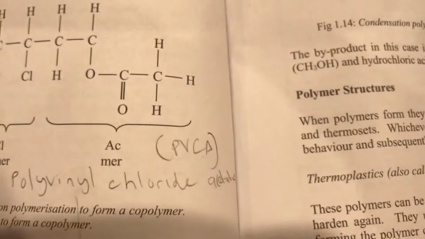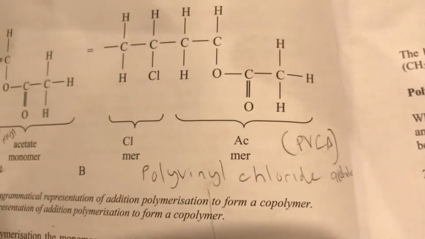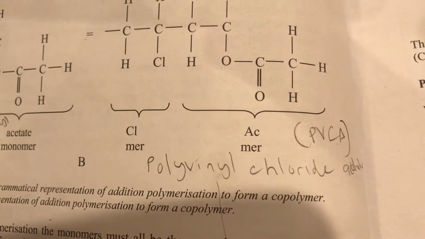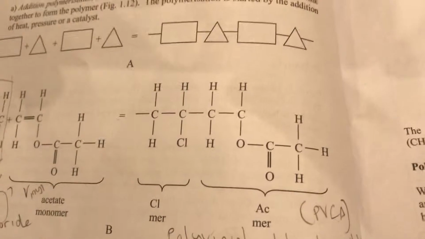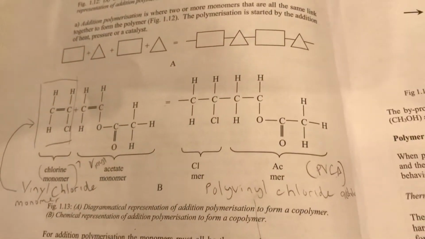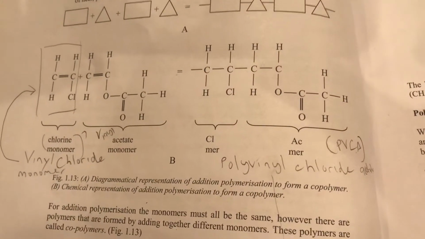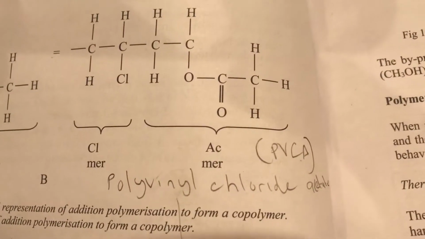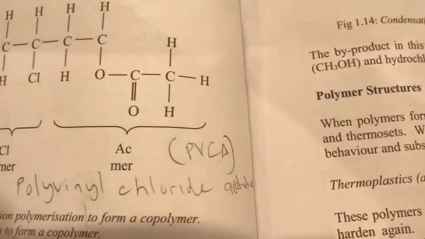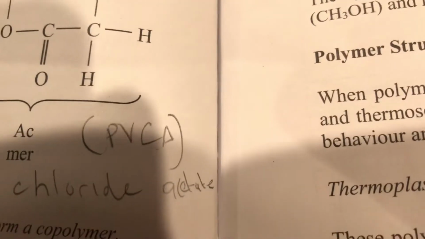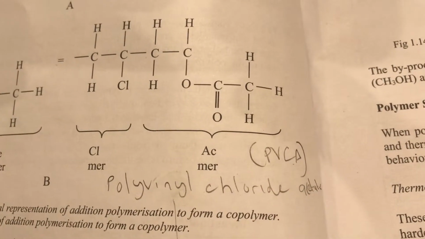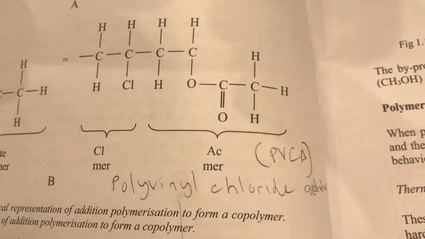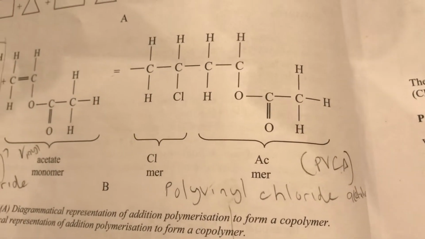Because what I was having a problem with was that they told you this was a copolymer, but they didn't tell you what plastic it actually made. And I spent a bit of time on the net trying to look it up, and what I managed to work out was that you end up with polyvinyl chloride acetate. So sorry if I'm making you drunk with this video, but yeah, PVCA, and that forms a plastic that's used for lots of things.